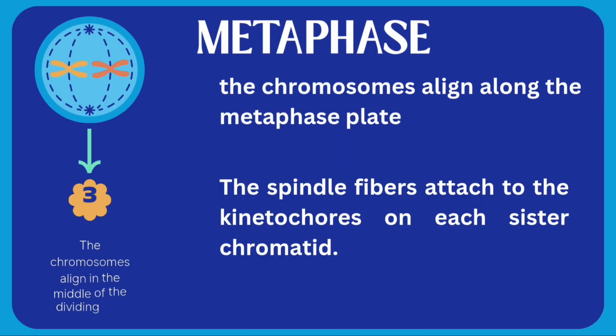The next stage is metaphase. Metaphase is the phase wherein the chromosomes align along the metaphase plate. This is the part wherein the chromosomes align on the equator of the cell. This is also the part wherein the spindle fibers attach to the kinetochores on each sister chromatid, connecting the chromatids to the poles of the cell.